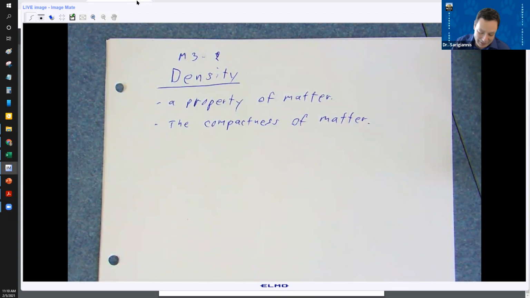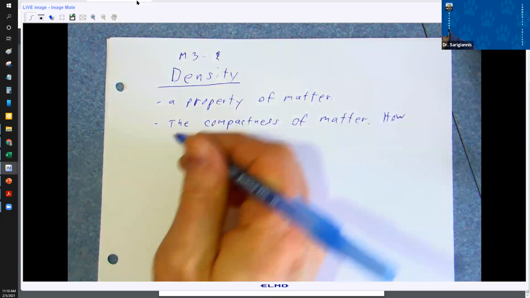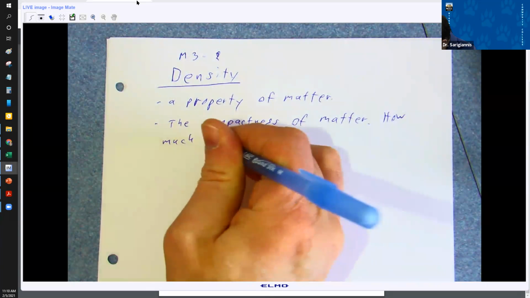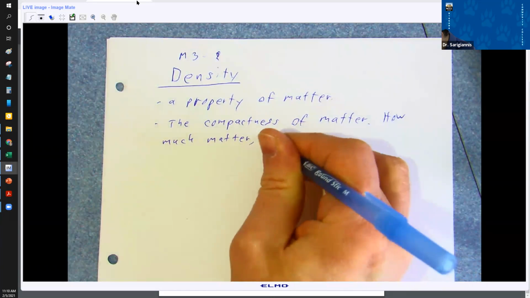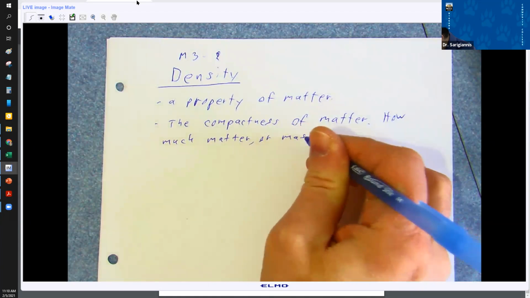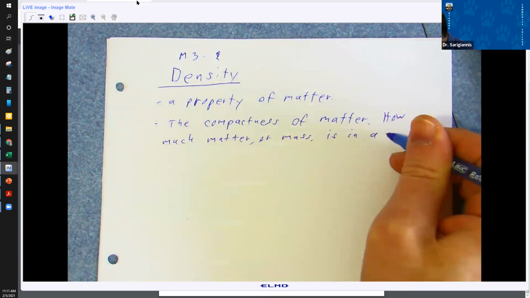You're taking that fluffy amount of snow in your hand, pressing it together and making it nice and compact, right? A nice compact snowball. And what are you doing? You're basically making it denser. You're taking the same amount of material and putting it into a smaller volume. So this is how much matter or mass is in a given volume.